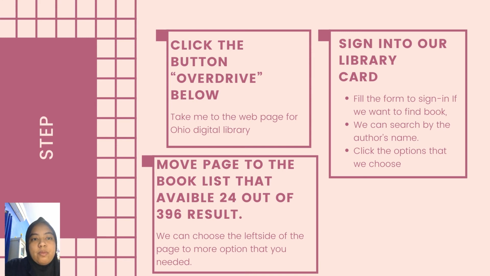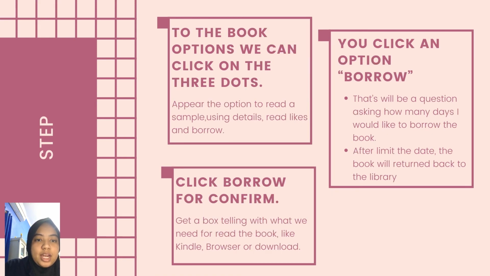And if we want to find a book, we can search by the author's name. Click the option that we choose, and the page moves to the book list that is available, 24 out of 396 results, and we can choose on the left side of the page for more options that you need. For the book options, we can click on the three dots. The options appear to read a sample, using details, read likes and borrow. And then you can click on the option borrow.